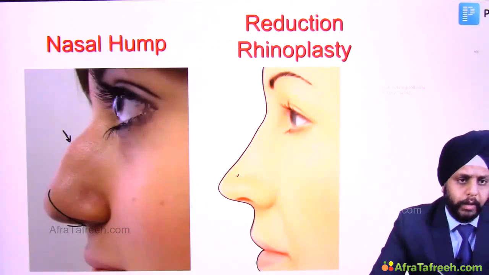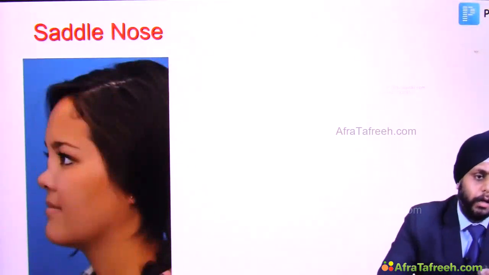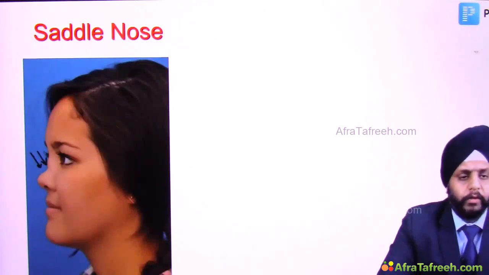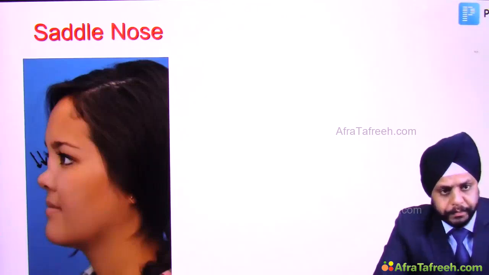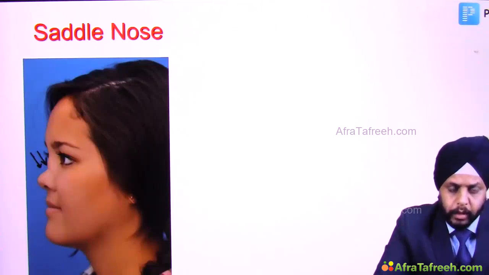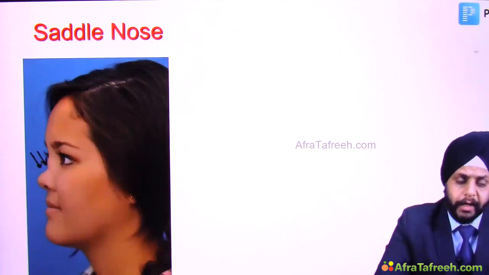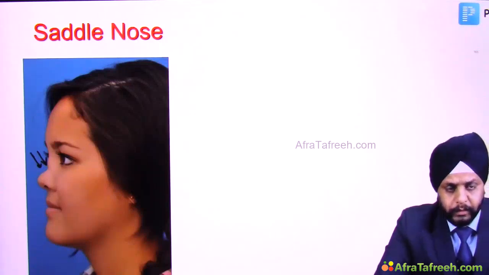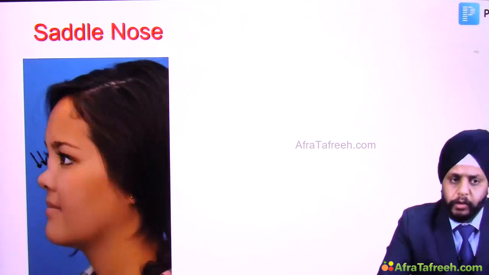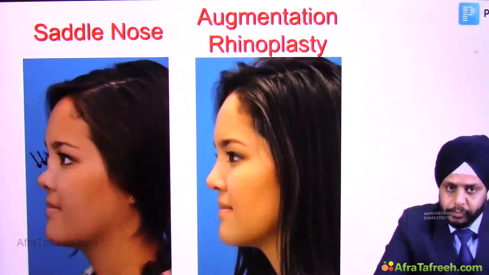Okay, now the next condition over here, you can see that this girl has a severe saddle nose. So what has happened over here? The bridge of the nose has collapsed inside. Okay, so this is known as saddle nose. Now what will we do for this girl? We have to increase the height of this nose, right? So we have to augment it with some cartilage, some tissues. So that is known as augmentation rhinoplasty.